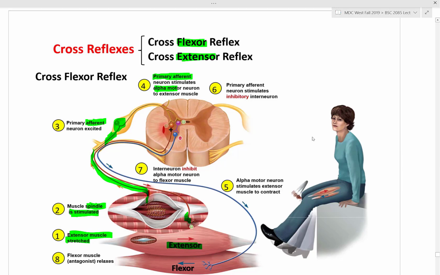From there, you will have on the other side the cross reflex, which is a flexion. And that flexor will be the antagonist of the one that is extending. So one muscle will extend while the other one flexes. That's a cross reflex arc.